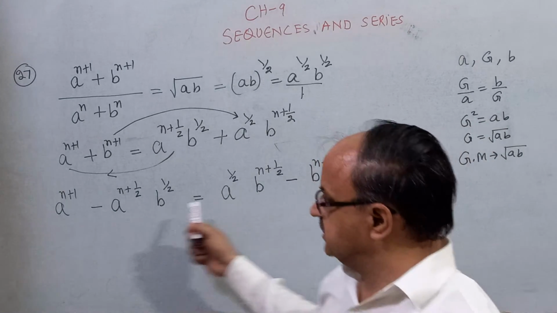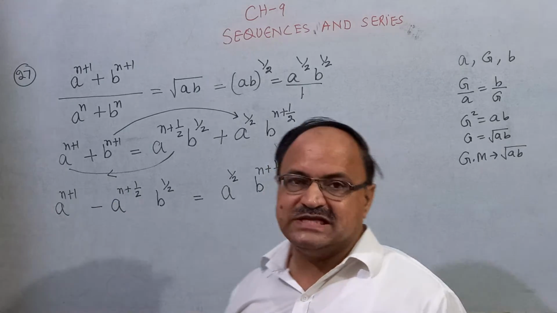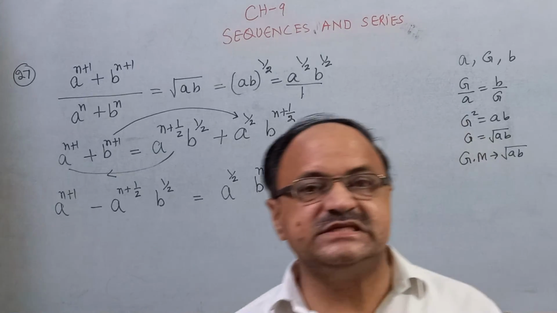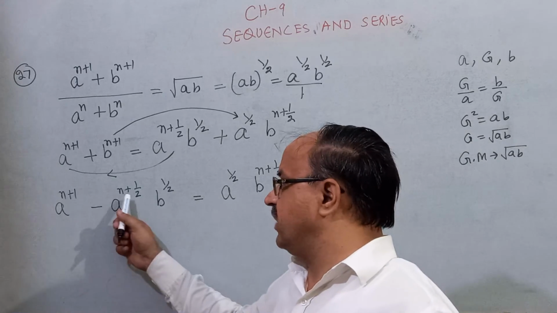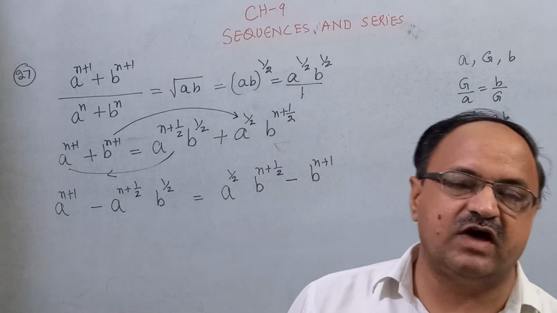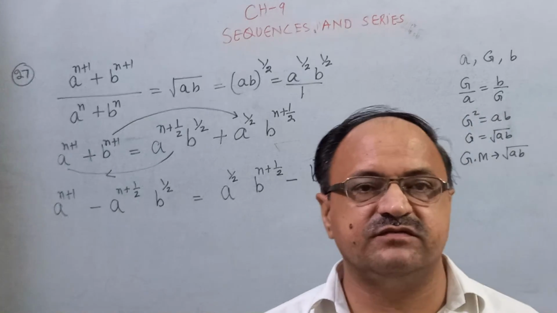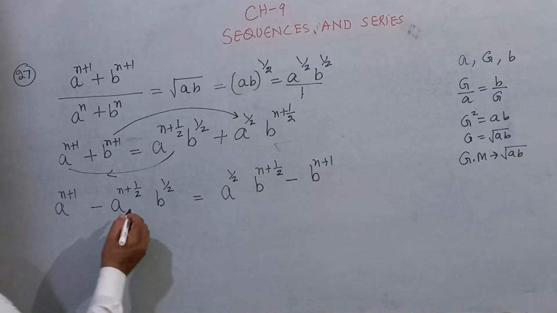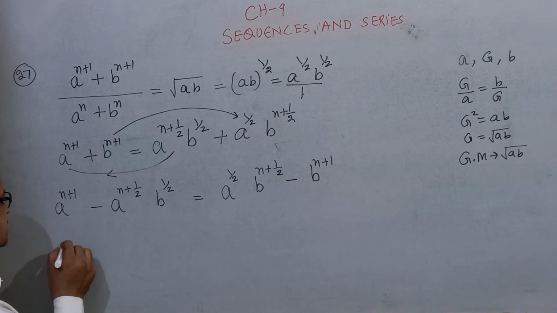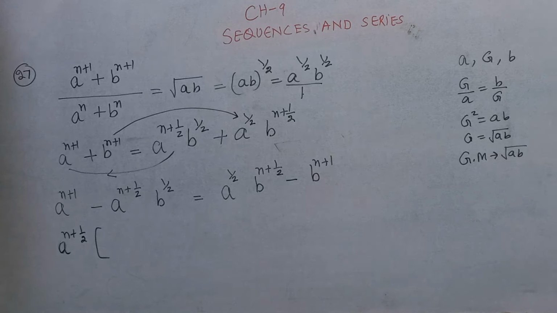You can take common. Tell me, which term is the least, n plus 1 or n plus 1 by 2? Which term is the smallest? Because if we take common from any term, we take the smallest power. Therefore we can take the common, that is a to the power n plus 1 by 2.